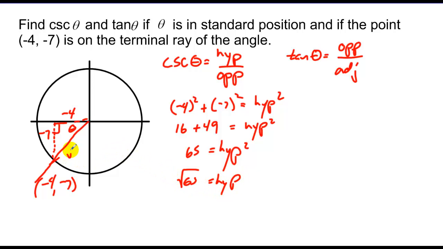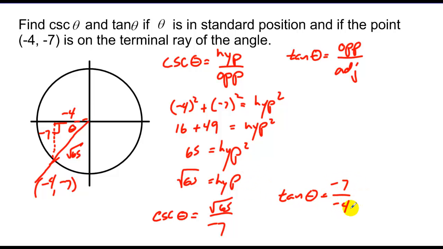And once I have that hypotenuse value, notice that's going to be positive because the radius of a circle is always positive. I can find my cosecant. That's equal to my hypotenuse, which is root 65, over my opposite side. Opposite to this angle here is negative 7. And then my tangent is equal to my opposite, which is negative 7, over my adjacent, which is negative 4, or 7/4.